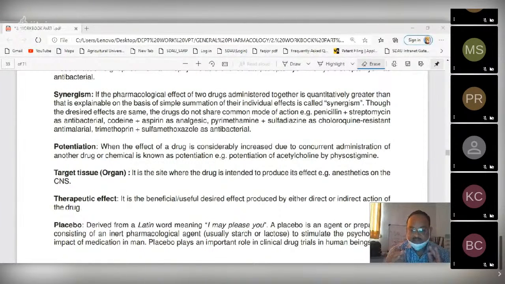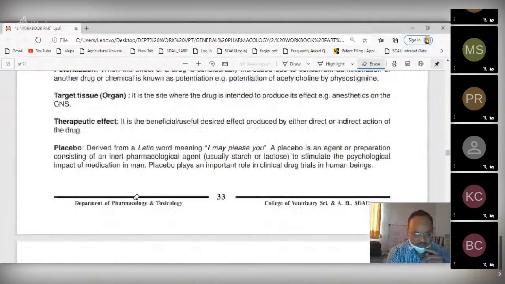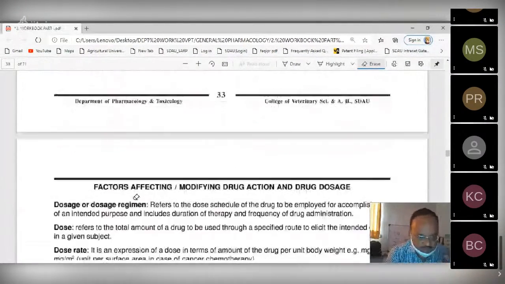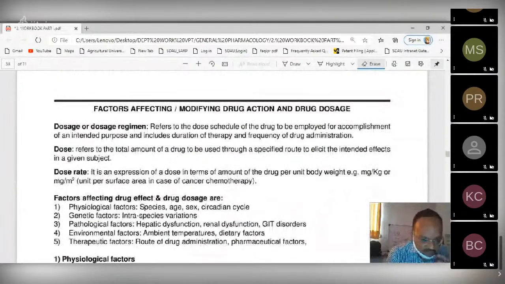Best examples are potentiation of the sulfonamide, potentiation of the penicillin, then potentiation of acetylcholine by physostigmine. So you will find a lot of examples, because the presence of one drug will increase the potency of another drug. There are many examples in pharmacology. Then another one is the target tissue or target organ. Therapeutic effect, placebo, we have already studied. So this is all about pharmacodynamics.